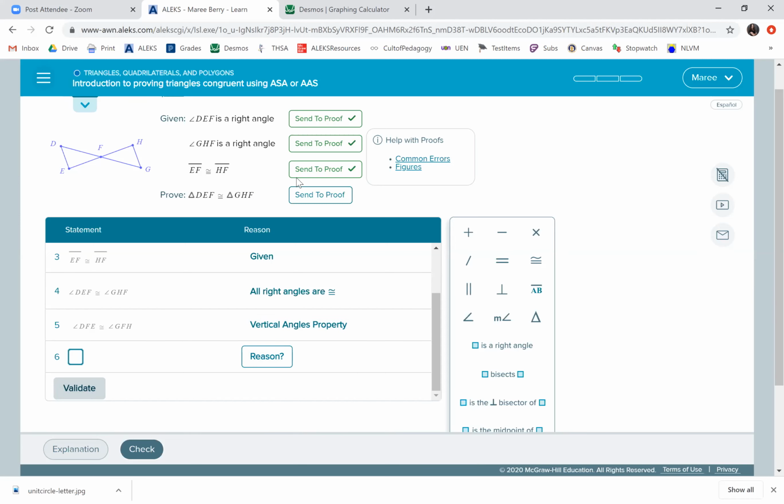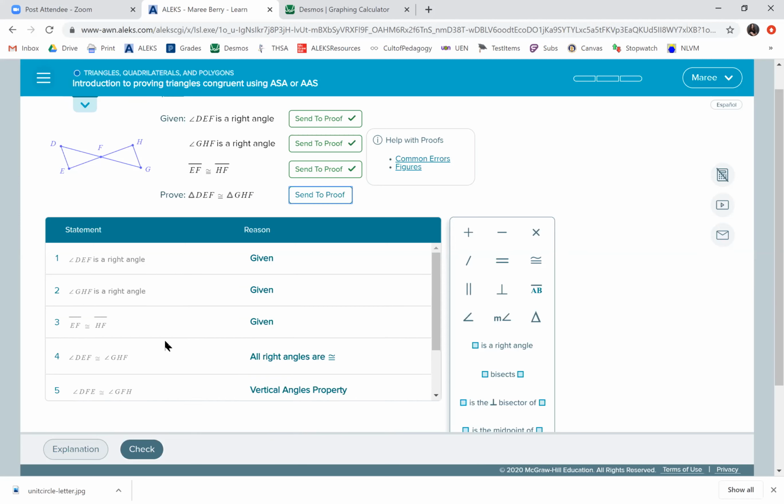Okay, now we're going to send this to the proof, but we have to figure out if it's ASA or AAS. So I'm going to go ahead and draw so you can see. So we said DEF and GHF. So these two were congruent. And then we knew these two were because they're vertical. And then EF and HF. So where's EF? Oh, it is between. So we're going to use the ASA.